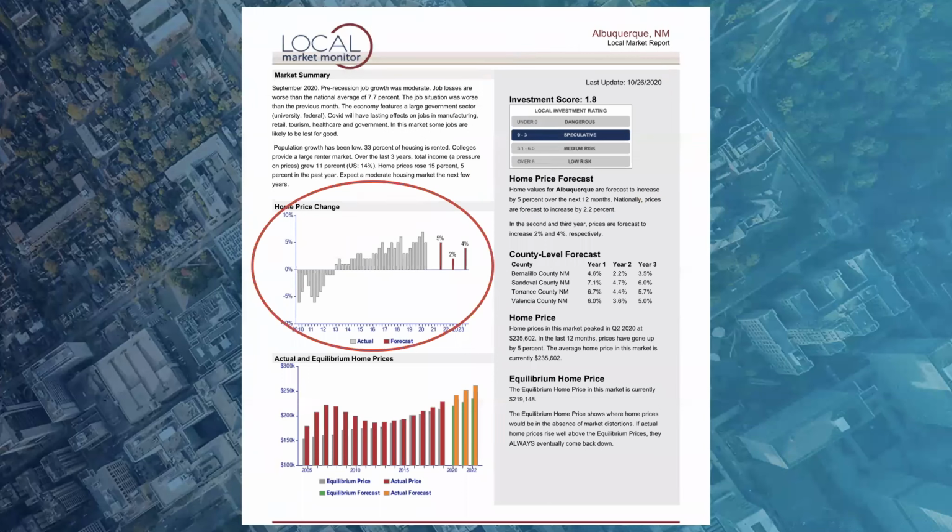The first chart shows how home prices have changed and our forecast. The behavior of home prices shows the strength of demand for local housing, owner and rental. It's the first thing you should look at in any market. I want to take a little extra time with this.